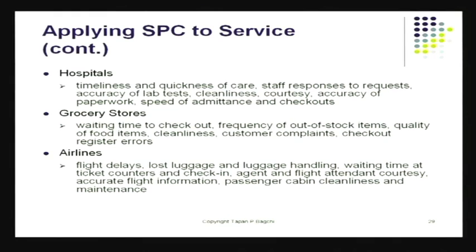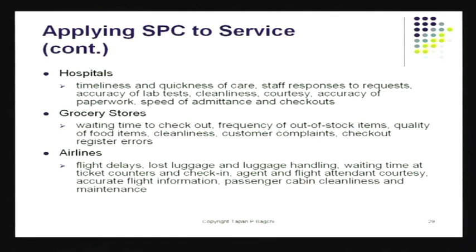Grocery stores, what kind of things may turn out? Waiting time is a big problem. It's a big issue. And this can be monitored. The frequency of out of stock items is also something that one can look at quite easily. Quality of food items, cleanliness and so on. These are all going to be aspects of service that you'd like to worry about.